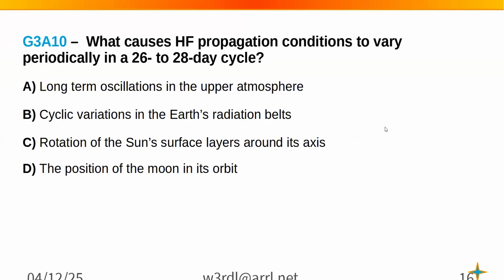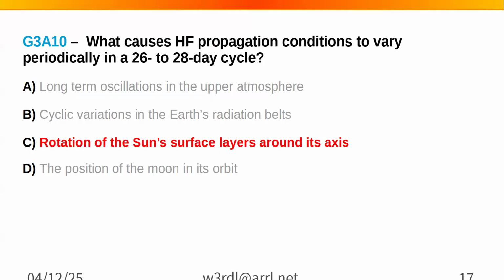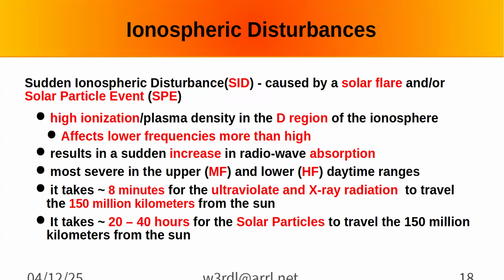What causes HF propagation conditions to vary periodically in a 26 to 28-day cycle? Not the moon? Full tonight, everybody howling.